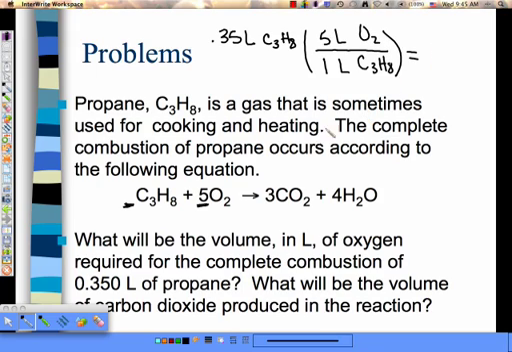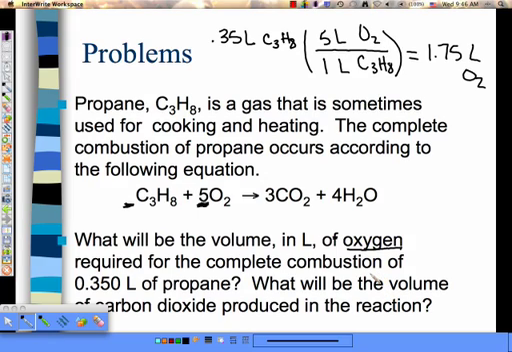Where'd you get the 5 from? The 5 came from the coefficient in front of oxygen. I don't get it. Why are we finding oxygen or asking for carbon dioxide? No, the first question asks for oxygen. Oh, got it. First one asks for oxygen. Then we'll do carbon dioxide. So 0.35 times 5 is 1.75 liters of oxygen. I'm not seeing where it asks for oxygen. Is it not in your notes? No, it's there. Oh.